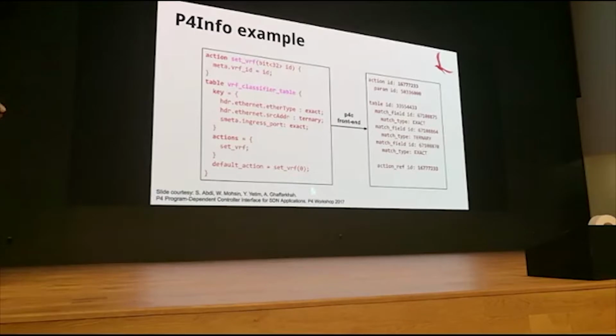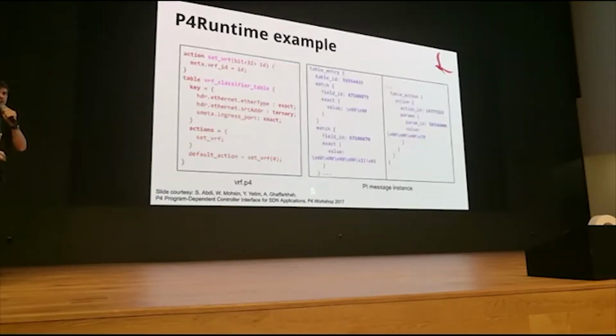Okay, this is an example of a P4Info file. In this case, declaring a virtual routing function table where there's an action that takes a parameter, and in this case, the table matches on three fields: Ethernet type, source address, and ingress port. So the P4Info generated by the compiler is what you see on the right. It's basically a description of the table and the action and the corresponding IDs in integer form.